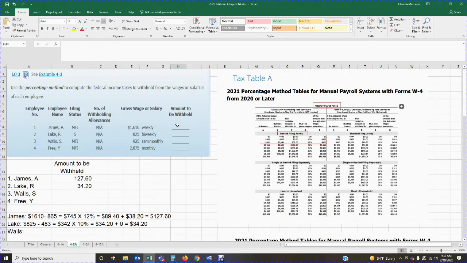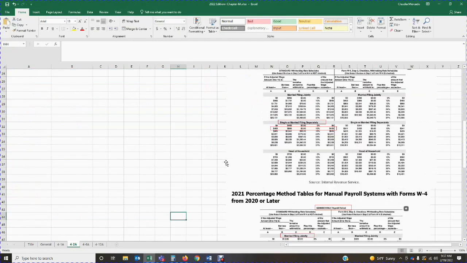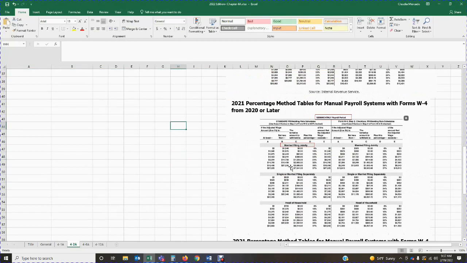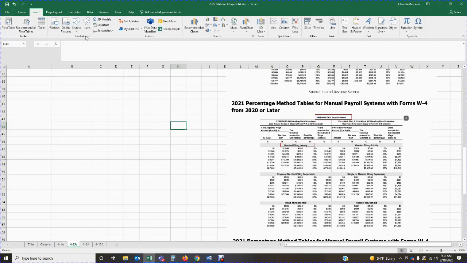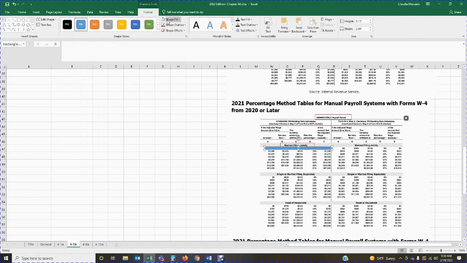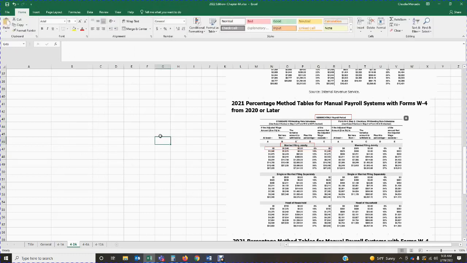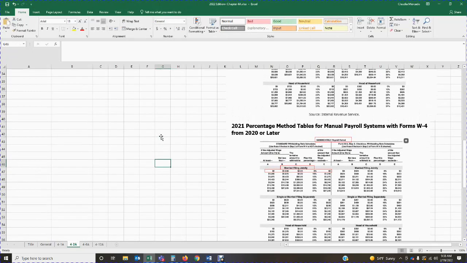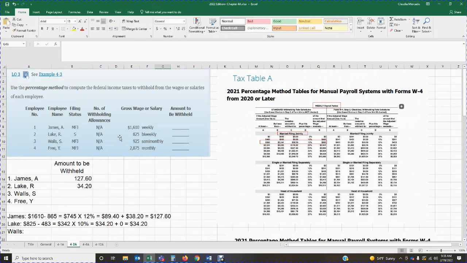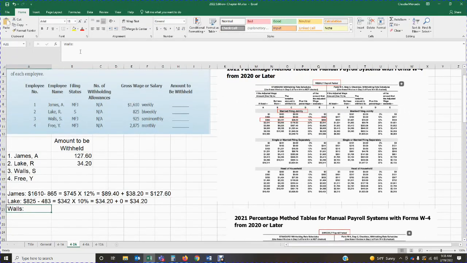And then Walls gets paid $925. Okay, $925. So then Walls is in the first tier. In this particular case, we are in the first tier. So, let's look at Walls. Walls gets paid $925.